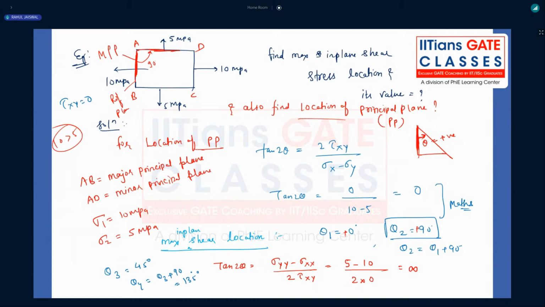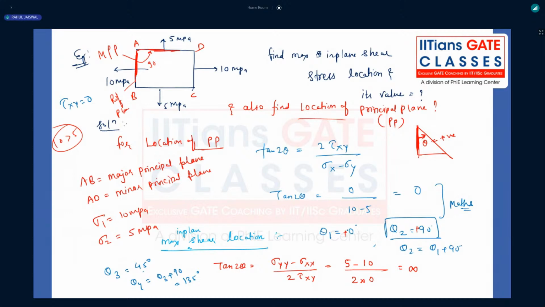Yes, pi by 4 and 3 pi by 4. Two values we will be getting for the maximum in plane shear locations, right? Because if we put 45 degree, you will be getting infinite. If you put 135 degree into 2 theta, that is tan 270, and when you put it into the calculator, you'll be getting infinite once again. And I told you the proof also, right? Why you will be getting the two values? Because tan is positive in two quadrants. One will be the first quadrant, second will be the third quadrant, right? Now you got to know one value, that is 45 degree.